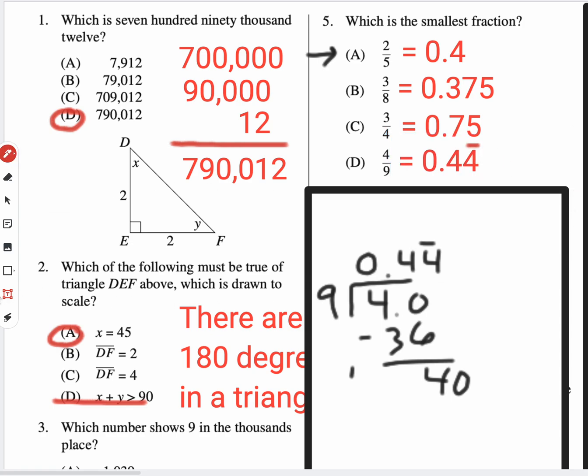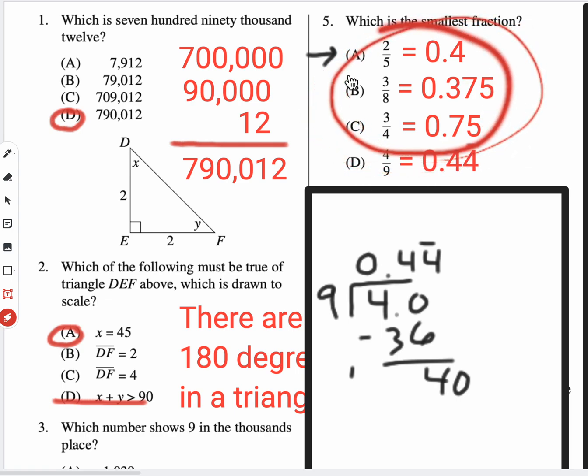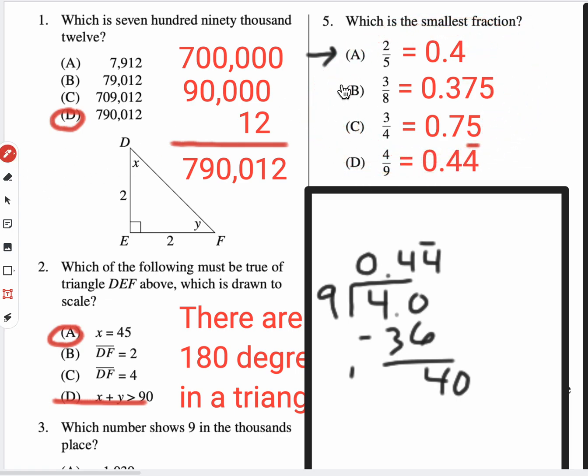And let's compare. We are looking for the smallest fraction. Which of these is the smallest? The answer is B. 0.375 will be smaller than 0.4, 0.75, or 0.44 with the repeating decimal.